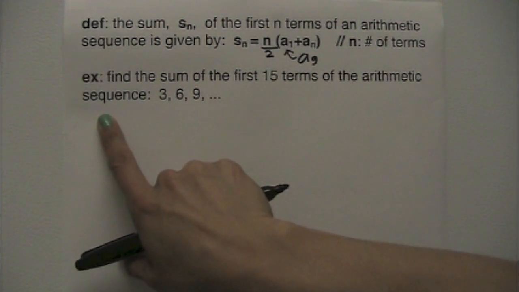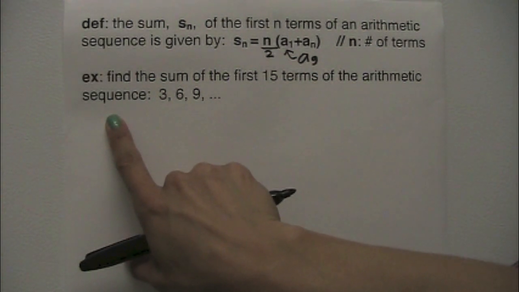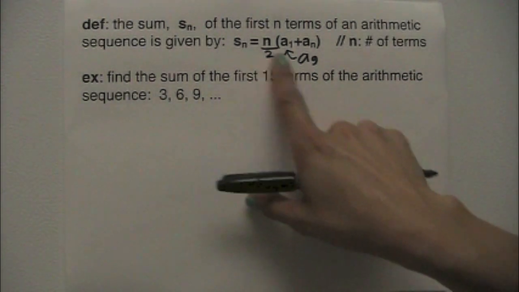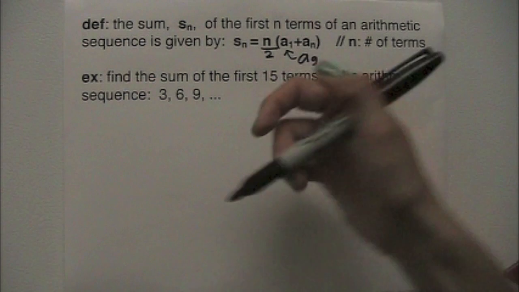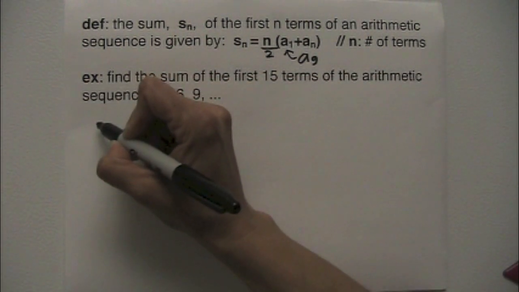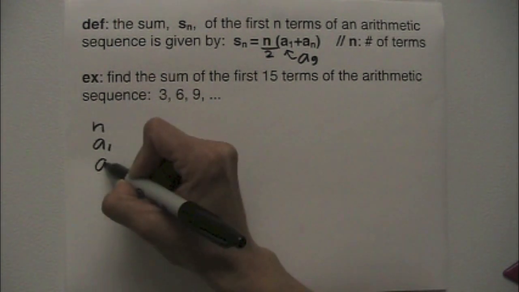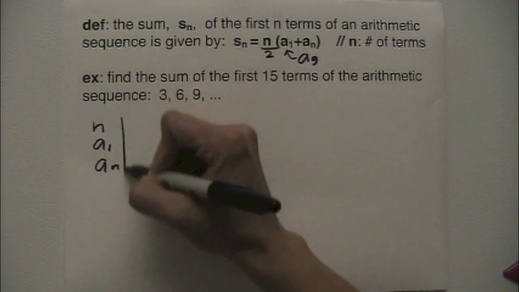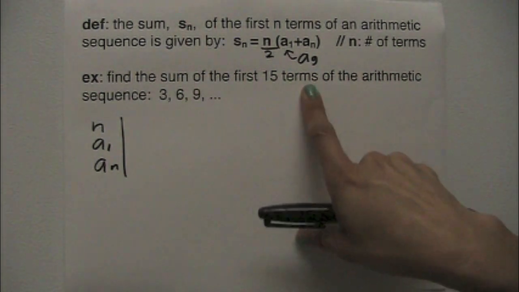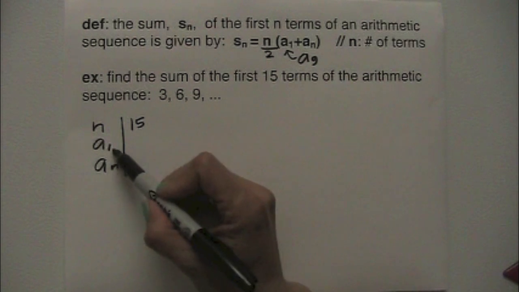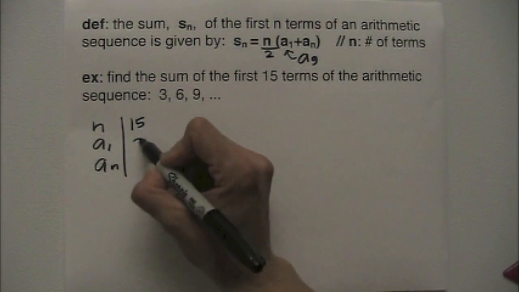This example says find the sum of the first 15 terms of the arithmetic sequence 3, 6, 9, and so on. So to find the sum, again, you're using this formula. So if we make a chart, we're going to include n, a sub 1, a sub n. Because it says it's 15 terms, that's going to be your n. And a sub 1 is the first term you're given, so that's 3.